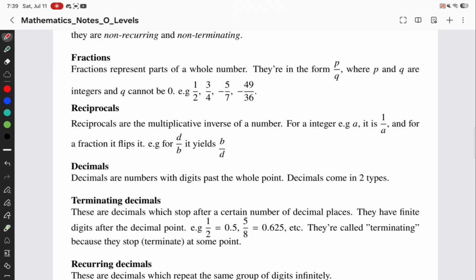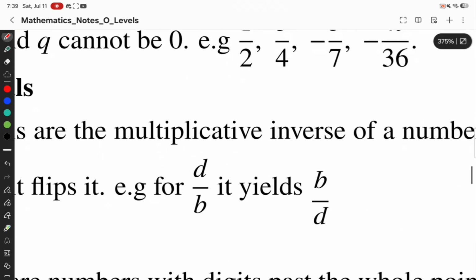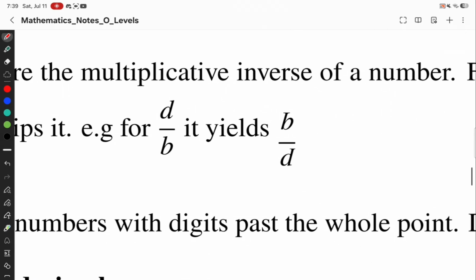Reciprocals are the multiplicative inverse of a number. For an integer, for example a, it is 1 over a. And for a fraction, it flips it. Example, d over b yields b over d.